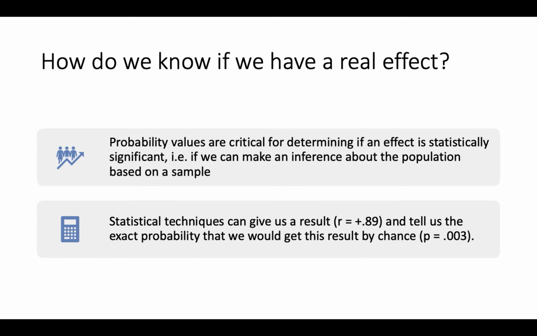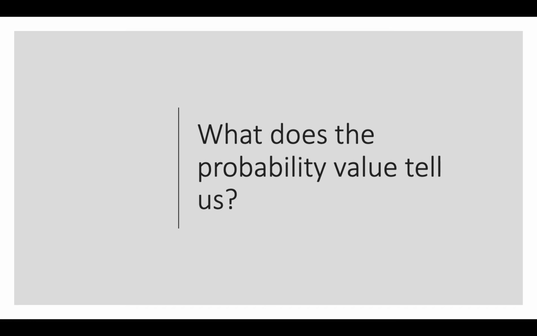So what type of result is this? A correlation, specifically a strong positive correlation, right? We can also determine the exact probability that we got this strong result by chance. Here we have a p-value of 0.003. What does that probability value tell us? Well, using probability, we can determine how likely we are to get this result by pure chance alone.